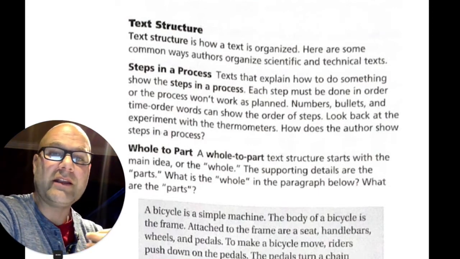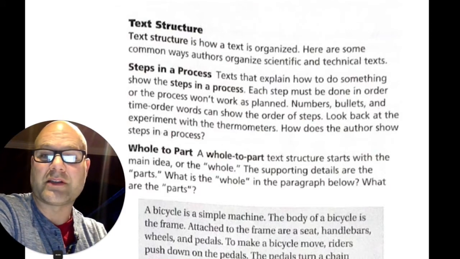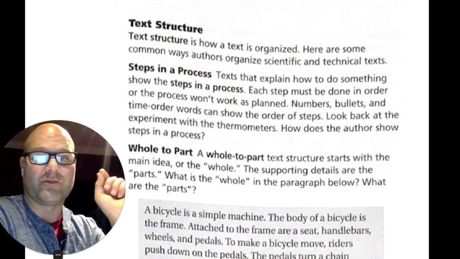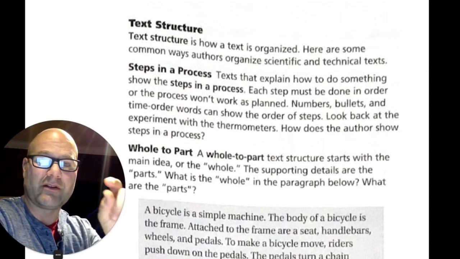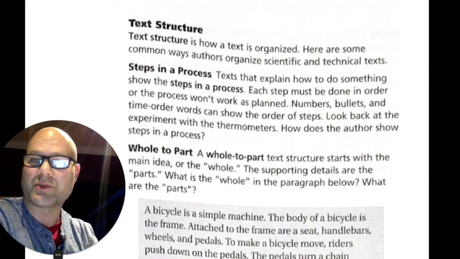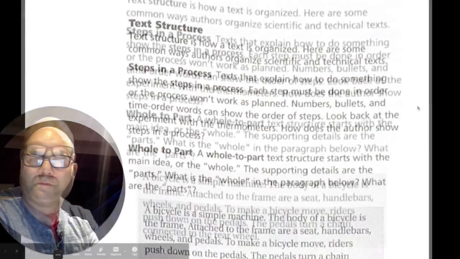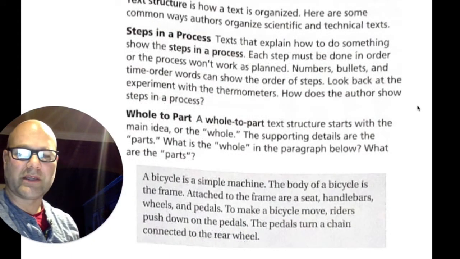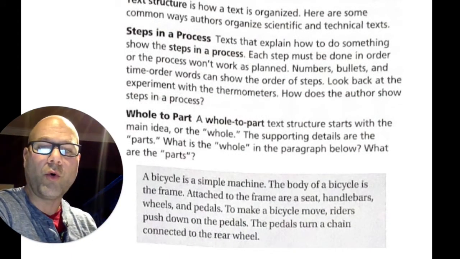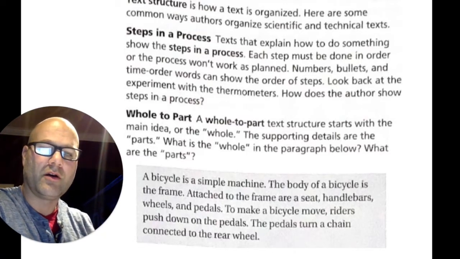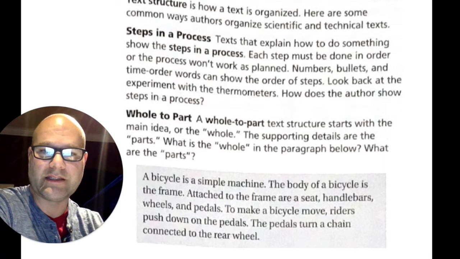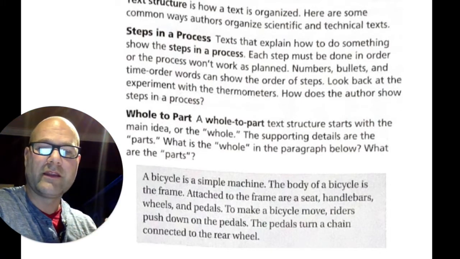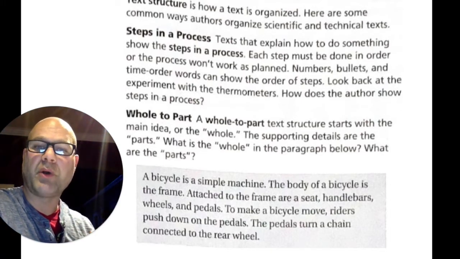And when you're getting ready to write a scientific text, if you're using steps in a process, you definitely want to write 1, 2, 3, 4, 5. Like, make it in order, and maybe even next to the words, write your sequence words. Another way scientific text can be structured is whole to part. A whole to part text structure starts with the main idea or the whole. The supporting details are the parts.